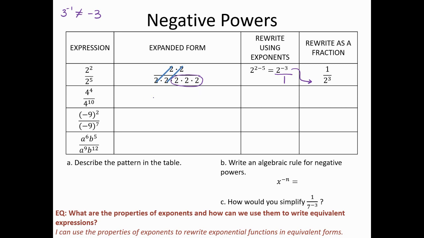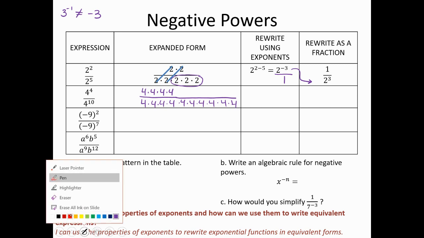Here goes. With the next one, I have 4 times 4 times 4 times 4. There are 4 of them. And then in the denominator, oh dear heavens, there's 1, 2, 3, 4, 5, 6, 7, 8, 9, and 10. I think I got 10 there. 1, 2, 3, 4, 5, 6, yep, 10. Okay, so that's my whole crazy denominator.